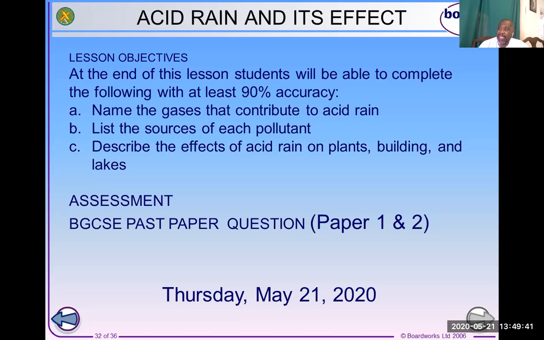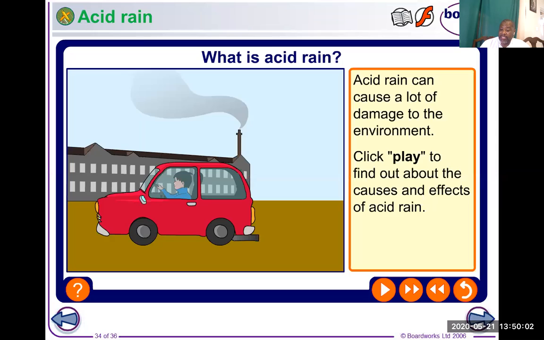Lakes can become contaminated or acidic, which will result in the destruction of life in the lake, or in some cases, there's also a report of deformity in fish. In the soil, it will cause leaching of essential minerals. So those are some of the serious consequences of what we said when we talk about acid rain.